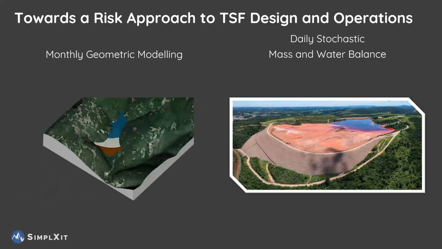So in this example, I'll show a model that can reconcile those scales. On the left side, we'll have the monthly geometric modeling that will happen within Muk3D. And on the right side, we'll have a daily stochastic mass and water balance. For the geometric modeling, we'll have a simple deposition line along the arch of the dam, and we will be raising the dam with centerline construction.